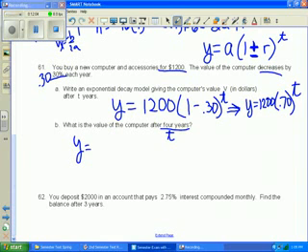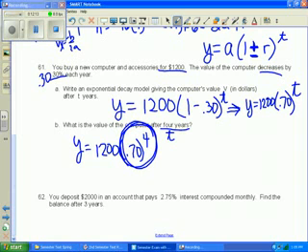So put that in. So y is 1,200 times 0.70 to the fourth. You need to calculate this exponential portion first and then multiply by 1,200. That ends up being 288.12.